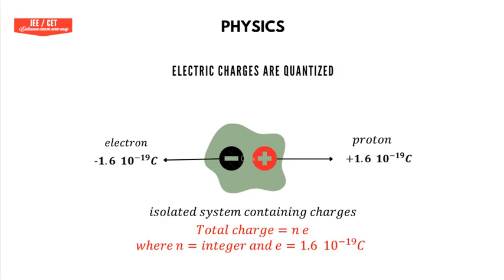Electric charges are quantized, meaning they occur in discrete amounts, and they are conserved, meaning the total charge in an isolated system remains constant. In the diagram, if Q is the quantity of charge in an isolated system, then Q is always equal to N times 1.6 × 10^-19 coulombs, and N is an integer.